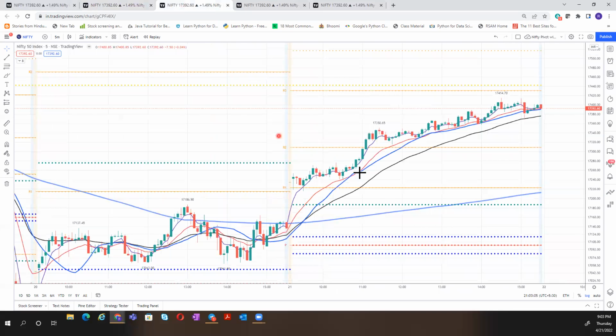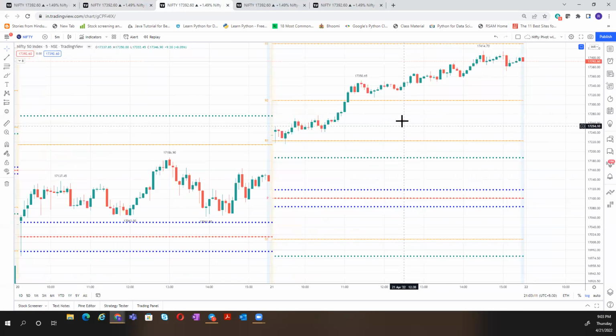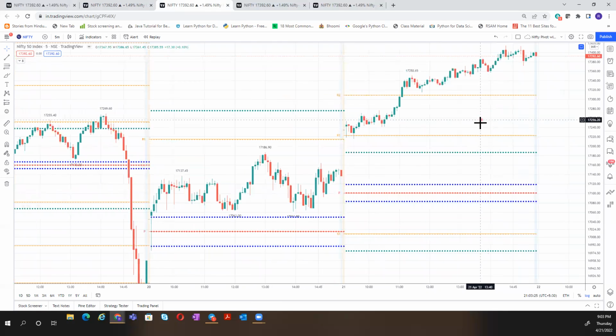What is this? This is pivot, simple pivots, right? Standard pivots with daily high low, weekly high low, monthly high low, nothing else. That's all. I don't use weekly pivots. I don't use monthly pivots. Don't use them because it's wrong. If you're positional only, you need to use them. For intraday, use these pivots.